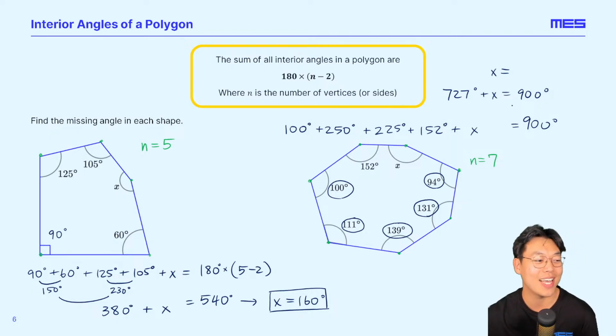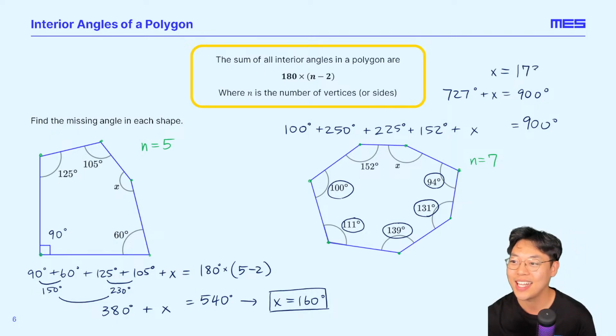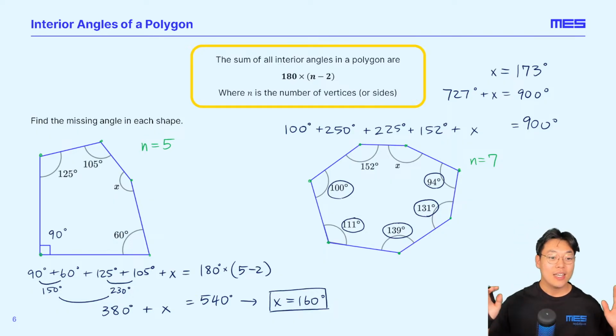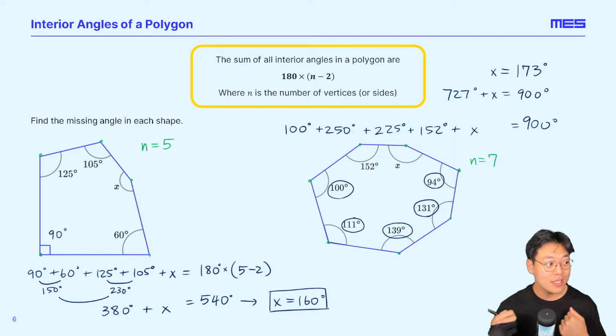173 degrees. That's correct. 173 degrees. And now, for both of these answers, we can check to make sure that our answers make sense, right? Make it make sense. And this is the way to do it.